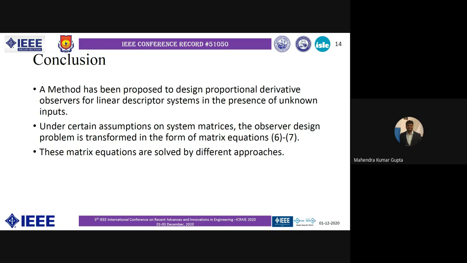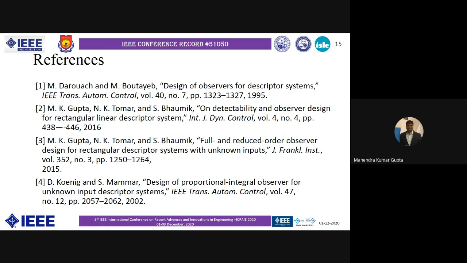So till now, we have designed a proportional derivative observer for linear descriptor systems in the presence of unknown inputs. How did we do it? We converted the problem into matrix equations 6 and 7, and then these matrix equations were solved by different approaches. We used two approaches to solve them. These are the references that we have used in our work.